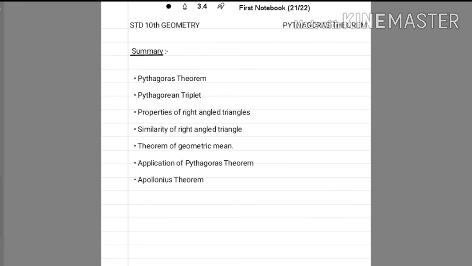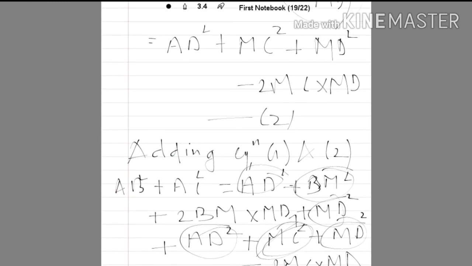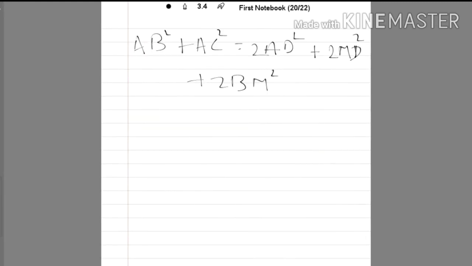Now again in this term, minus 2MC into MD, we can substitute MC by BM, and we can see that plus 2BM into MD and also here minus 2BM into MD after substituting MC is equal to BM. So we can just cancel it out and all the terms are evaluated. So let's see what we get.